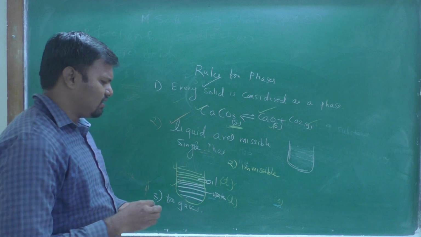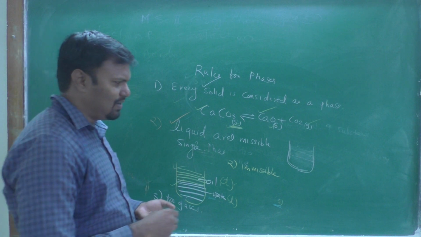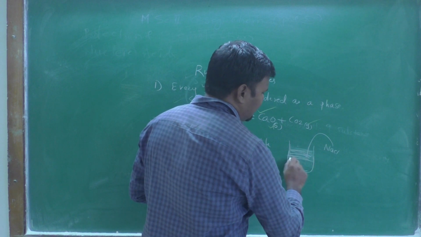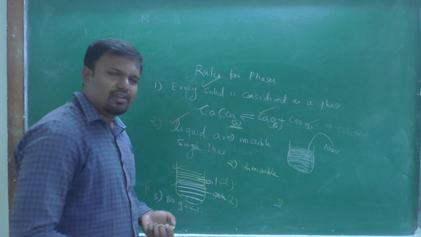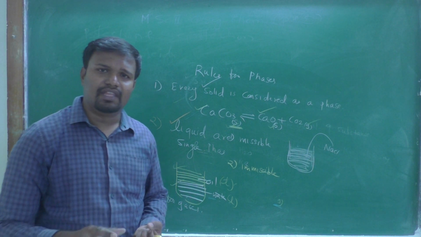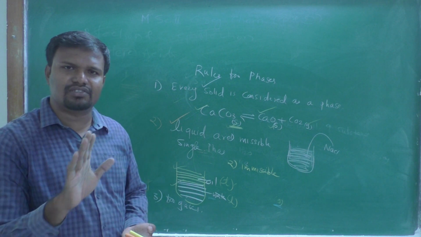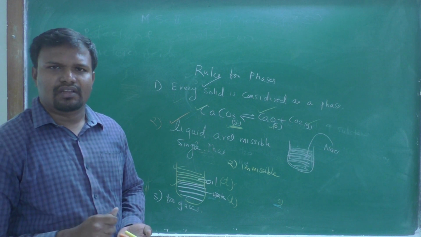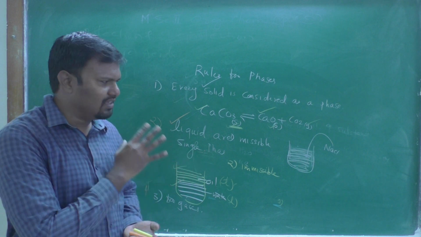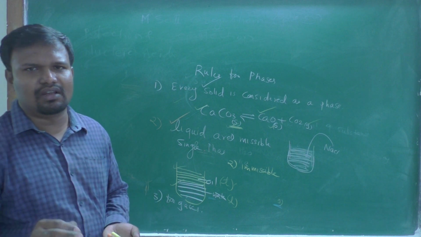The fourth rule is for when there is a solution. For example, when NaCl is dissolved in water, it totally dissolves and makes a homogeneous solution. We could not identify the NaCl because it totally dissolved in the water. It forms a homogeneous solution. Therefore, if such a thing is present, then it is a single phase. For a solution, you consider a single phase.